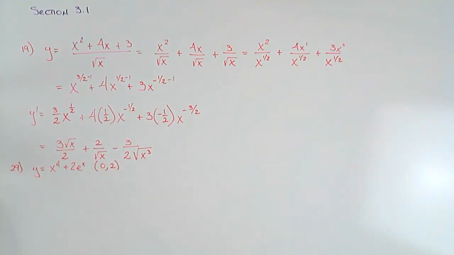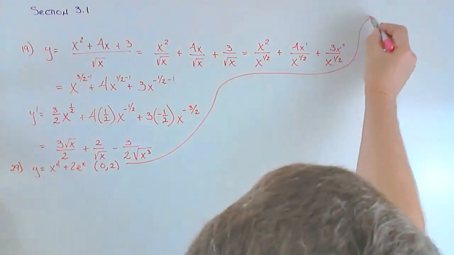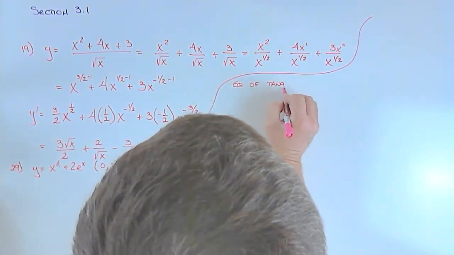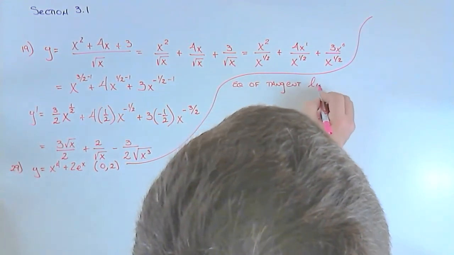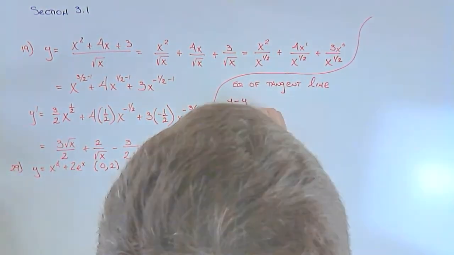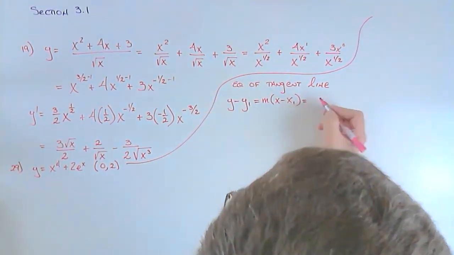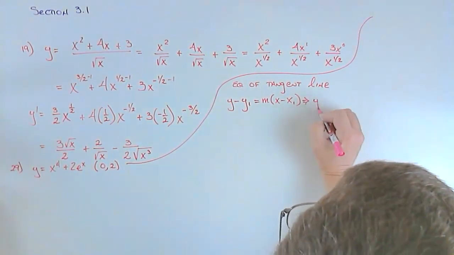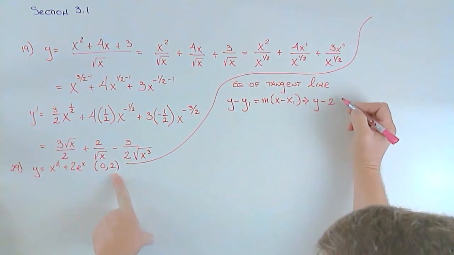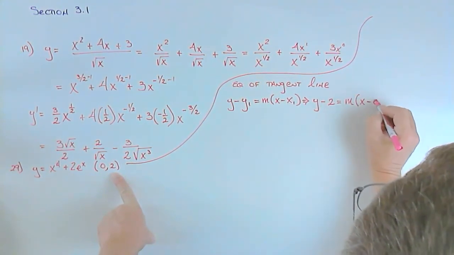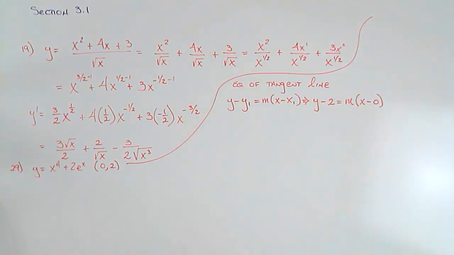Now they want the equation of the tangent line. So we know the equation of the tangent line is going to be y minus y1 equals m times x minus x1, the point slope formula. And we know that's going to be y minus my y value, 2, equals my slope times x minus 0. Now, the only thing left for us to do here is to find the slope. We know how to find the slope. The slope is equal to the derivative. So we'll come down here and we'll find y prime.